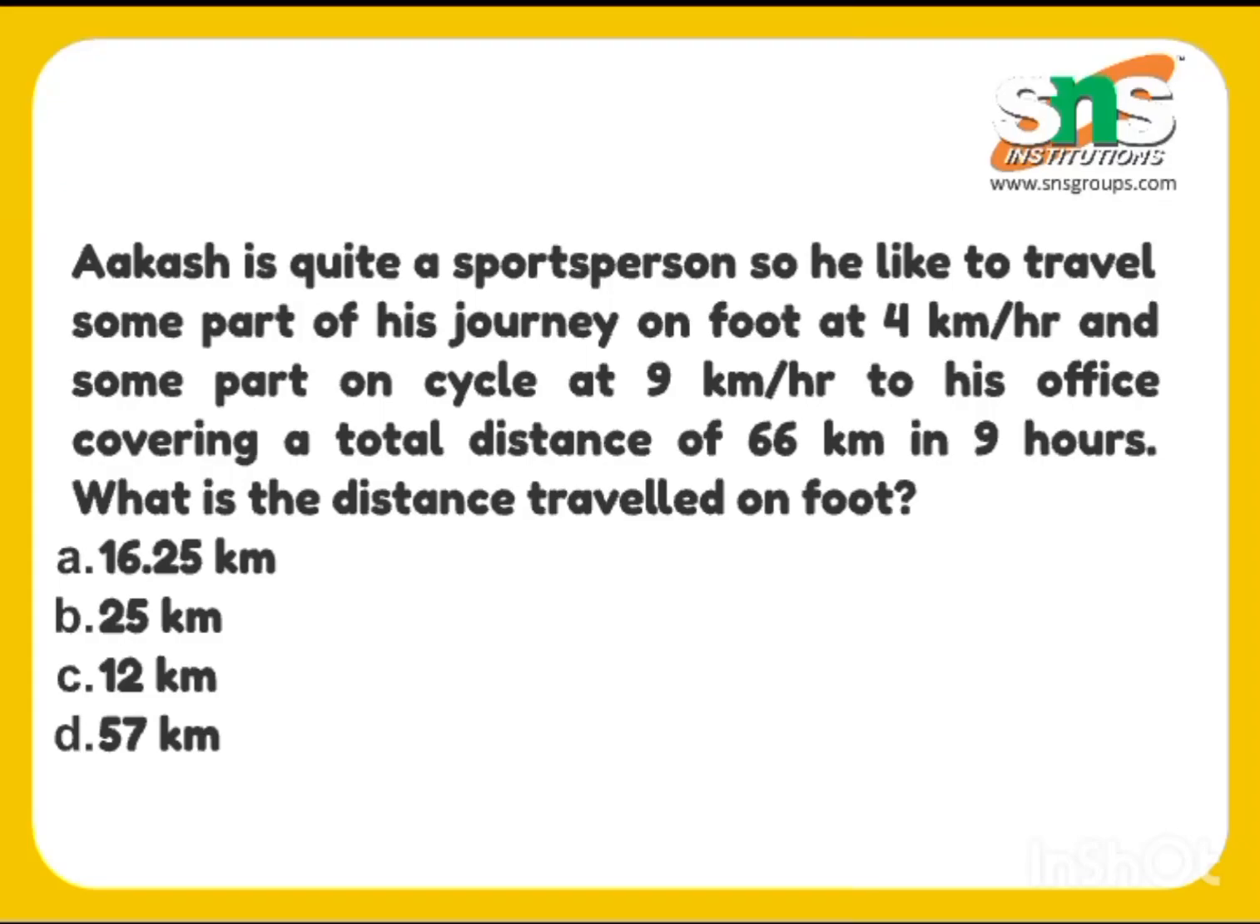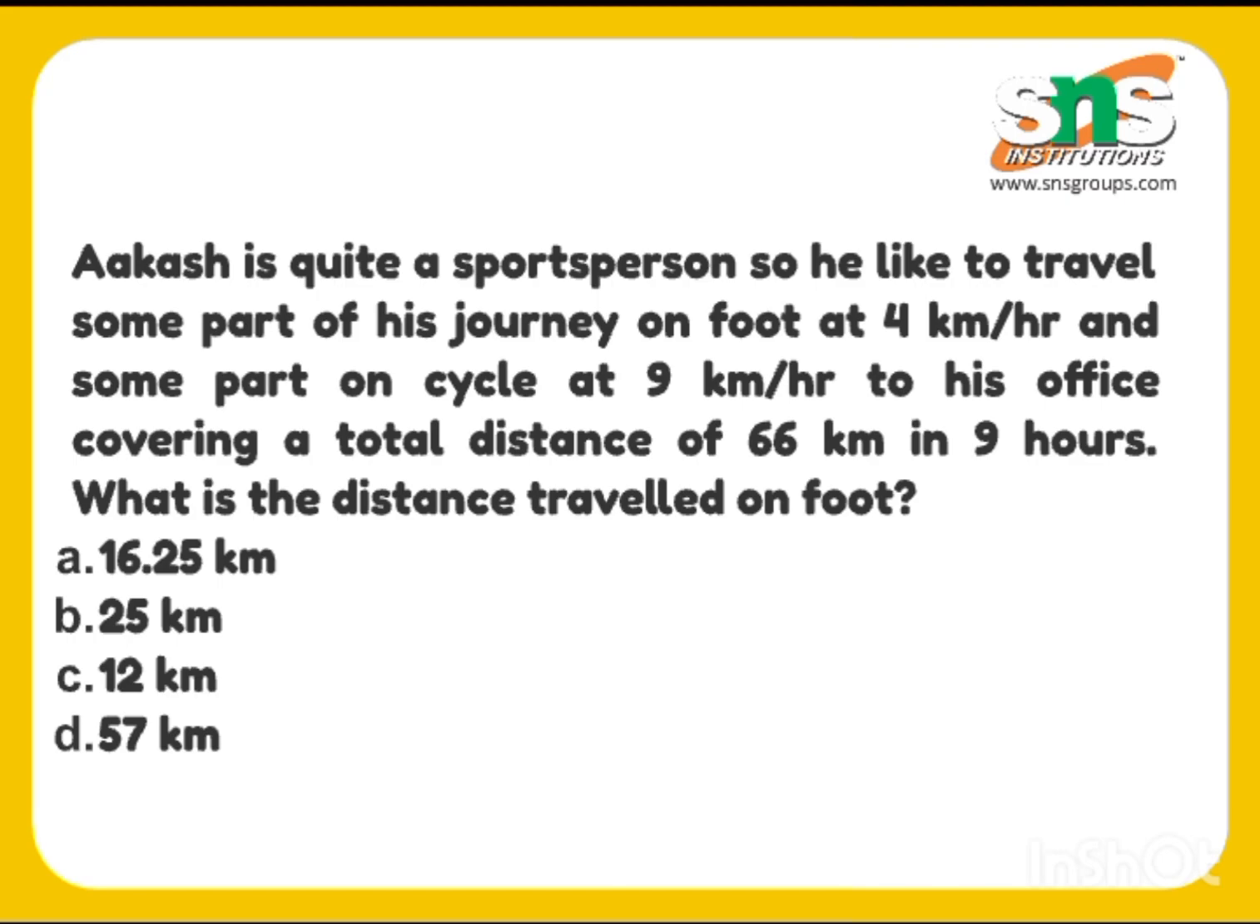In continuation with the previous video, Aptitude series, we will learn some more problems. The next problem is: Akash is quite a sportsman, so he likes to travel some part of his journey on foot at 4 km per hour and some part on cycle at 9 km per hour, to his office, covering a total distance of 66 km in 9 hours. What is the distance traveled on foot?